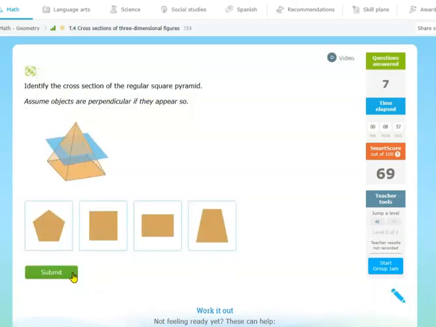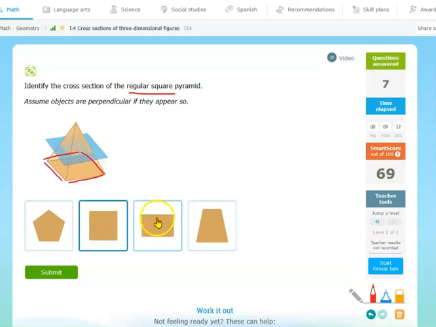For this one, for the pyramids, the best way to know what that shape is going to look like is to just look at the base. All of the slices, if they're cut horizontally like this, are going to just be copies of that base. I wasn't sure between these two, but it does say that it is a regular square pyramid, which means the base is a square, so it's got to be the square and not the rectangle, and certainly not the trapezoid.